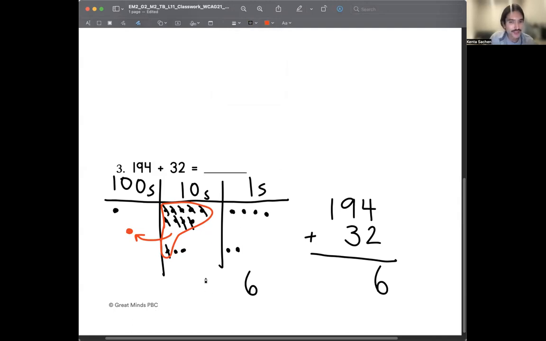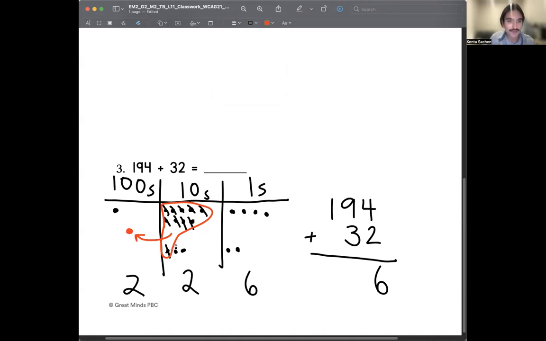Now, how many tens do we have left here? 1, 2. Great. And how many hundreds do we have all together? Angel, how many hundreds do we have? 1, 2. Great. Let's do the same thing over here now.